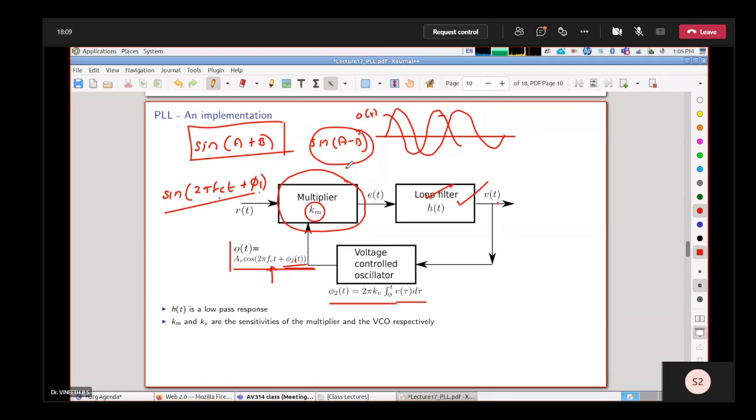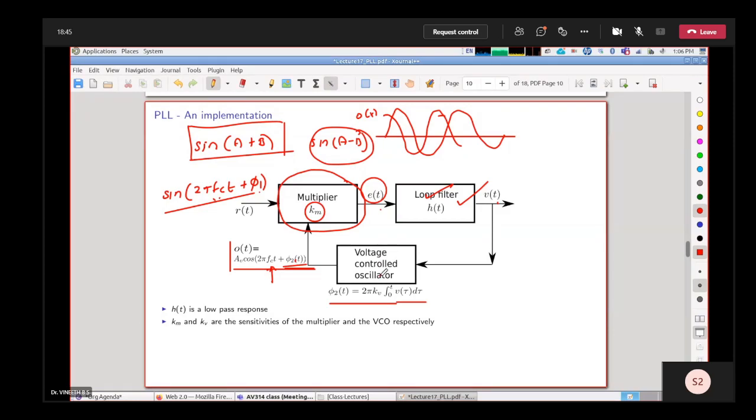Basically, the high frequency component will be cut out by the loop filter? Yes, it will be cut out because that will be at a very high 2 FC. When you multiply this with that, you will get a 2 FC term. So that will be cut off by this loop filter. It is present here in E of t, but it does not propagate into this control part, into this V of t, which is controlling this VCO.